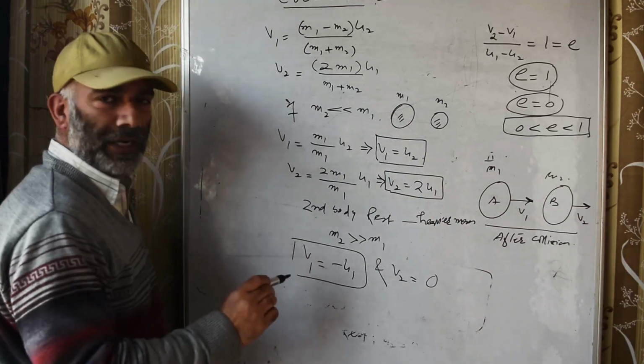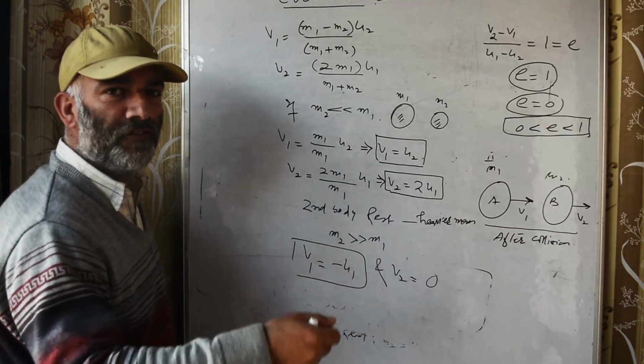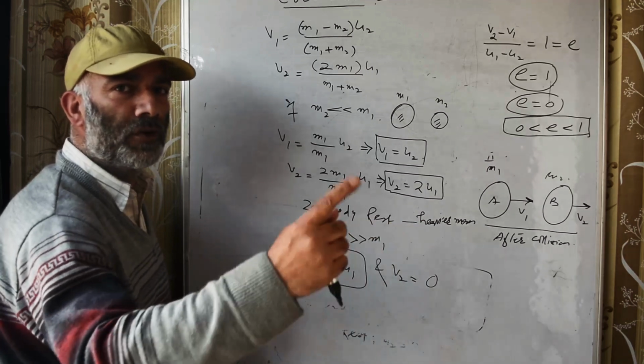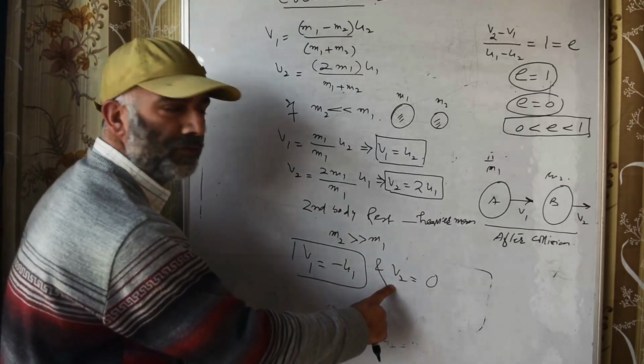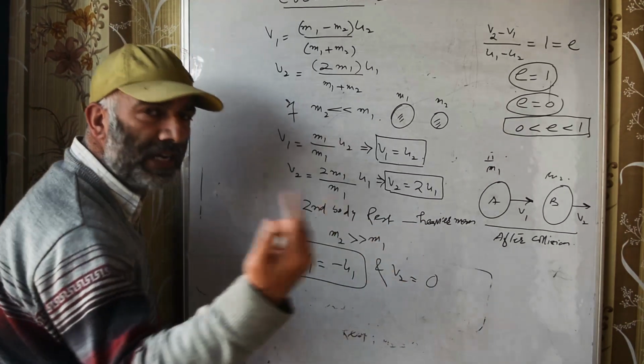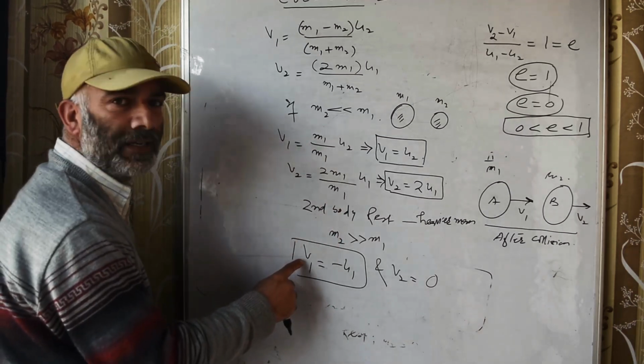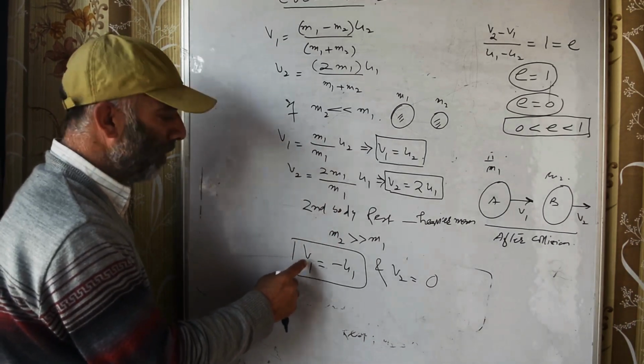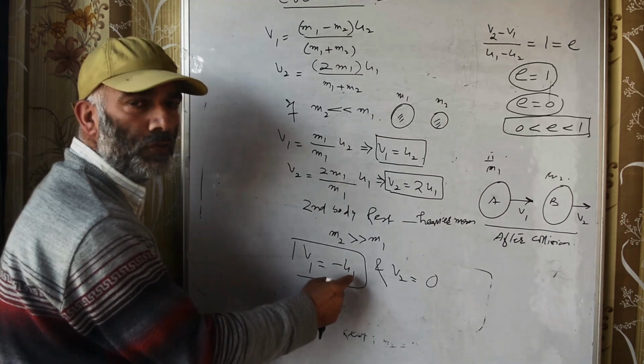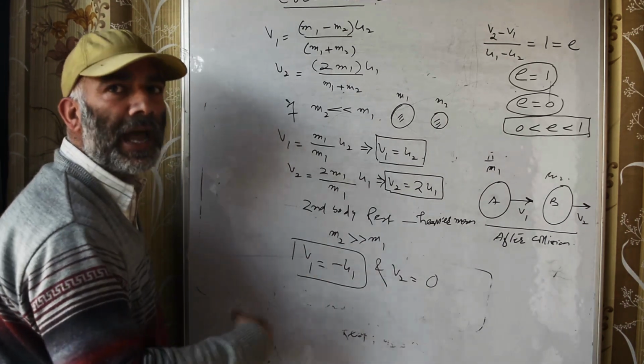So remember students, if we throw a ball towards a wall, what will happen to the wall? Nothing will happen to it. Its velocity will be 0, but the ball will get rebounded. This is the clear indication from this equation: V1 is equal to minus U1 means the body will get rebounded back.